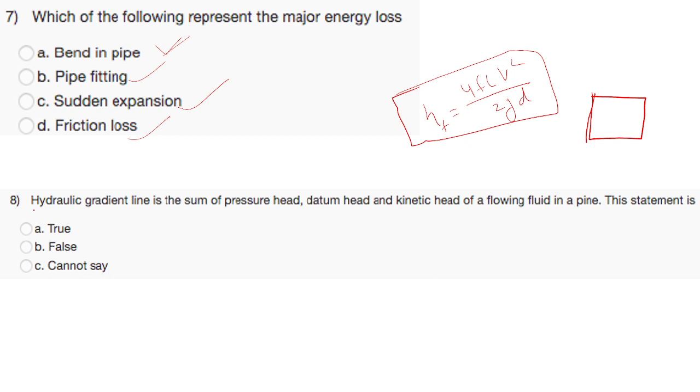Now the hydraulic gradient line is the sum of pressure head, datum head, and the kinetic head of the flowing fluid in pipe. This statement is true, false, or can't say. Please try to give the answer of this question yourself. So I will wait 1 minute, then I will give the answer.